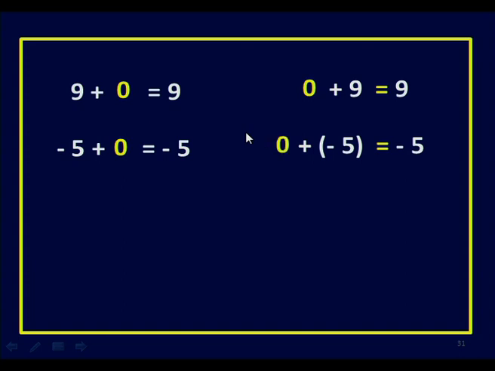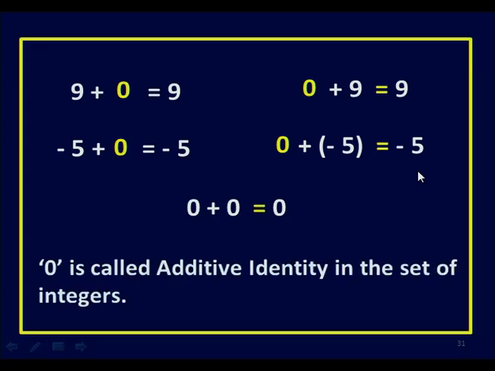You are right once again, children, it is again a 0. That means, 0 plus minus 5 is equal to minus 5. Not only that, children, when I add 0 to 0, you will get back 0 only. So, here 0 is called additive identity in the set of integers.